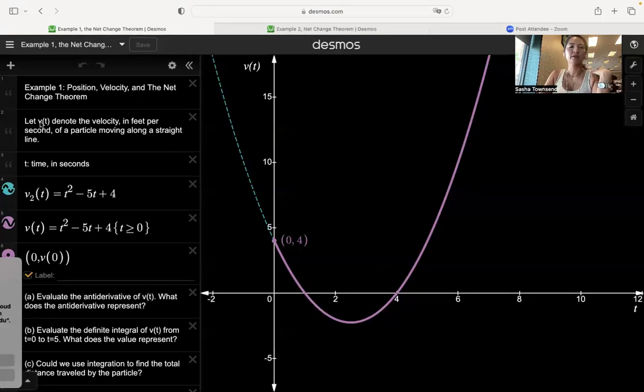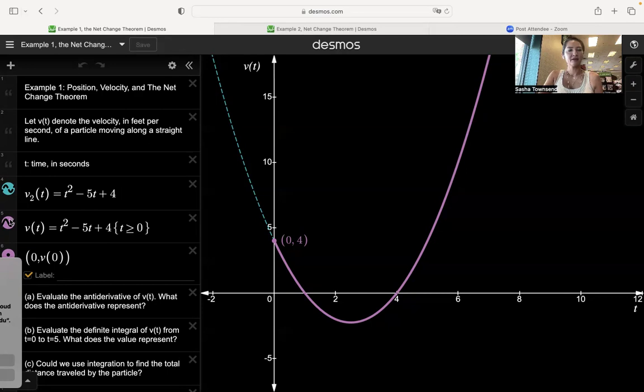Okay, so we know that v of t is representing velocity, and we're told in the problem statement that it represents velocity in feet per second of a particle moving along a straight line. So I'm going to draw on my paper just a horizontal line, and I'll call that the S of t axis. And so we're just moving back and forth on the S of t axis.